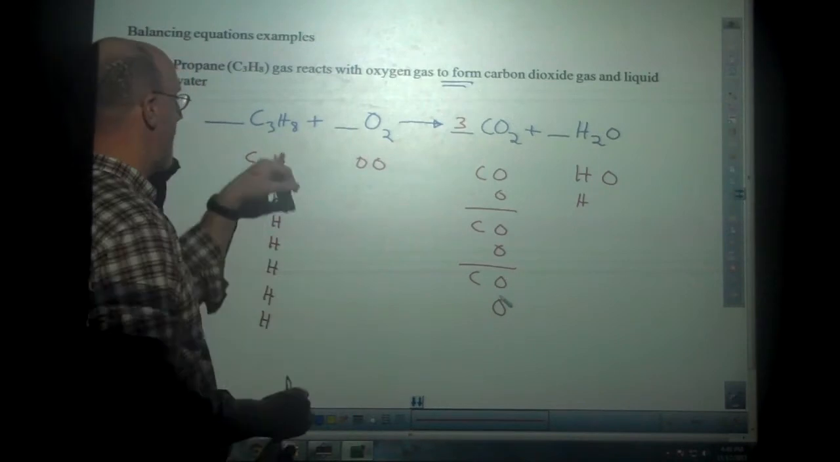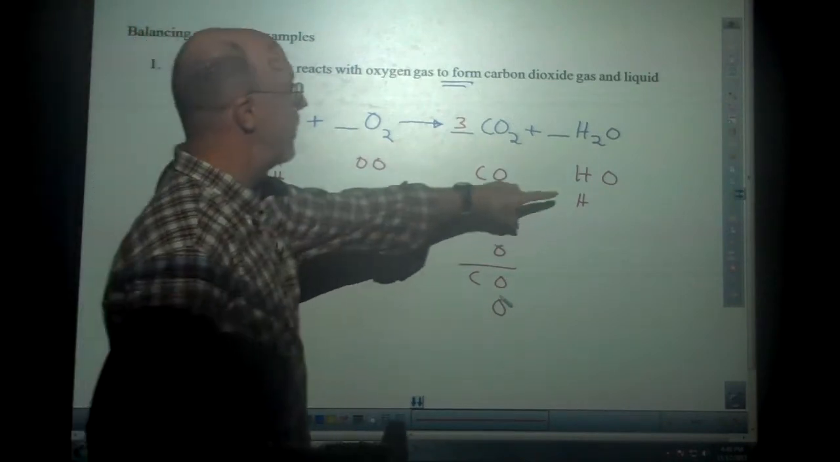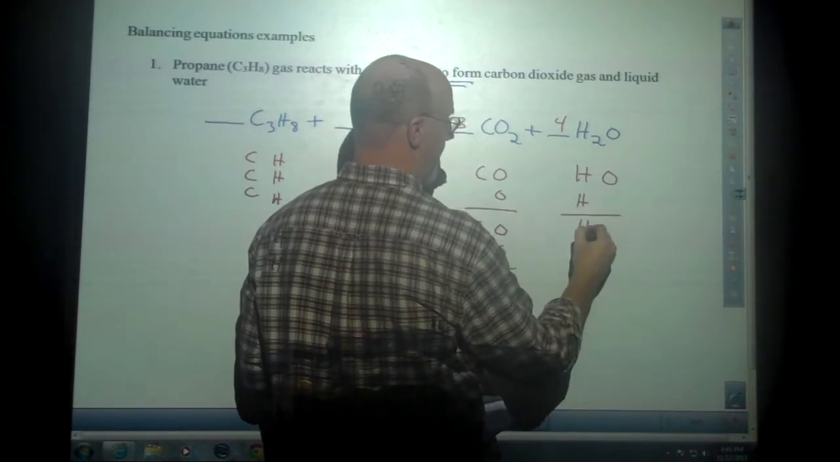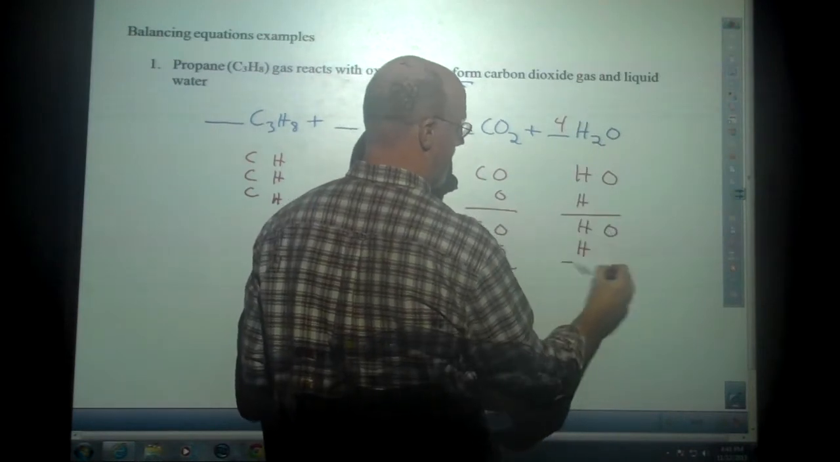Let's go ahead and work our way left to right. Hydrogen next, we have 8 and 2. So we'll put a 4 there because we need 8 hydrogens. That'll give me 4 H2Os.